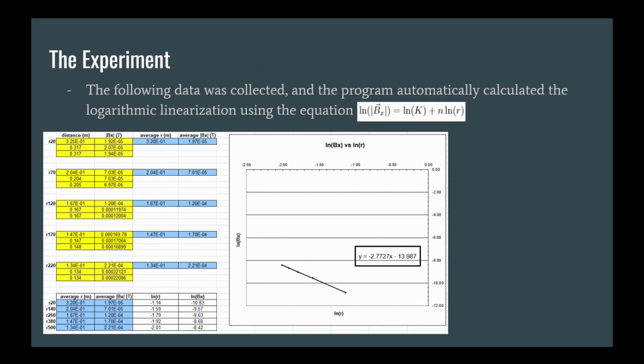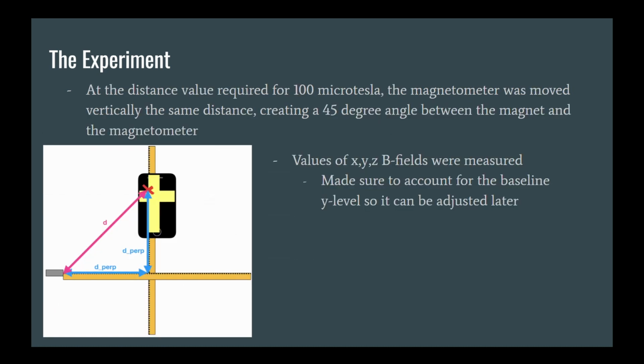This is the data which was gathered from the experiment, and using the equation shown up above, we created the dependence equation below, where y equals negative 2.7727 minus 13.97. These will help us find the magnetic dipole later on.